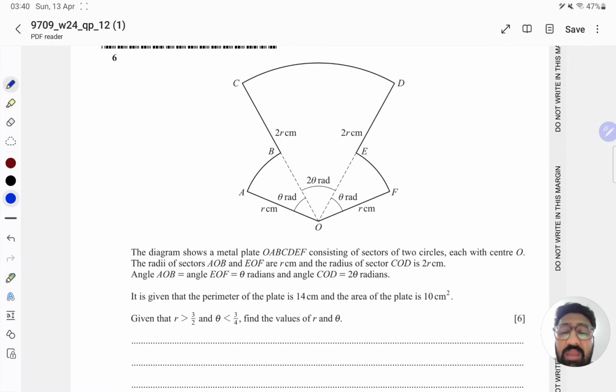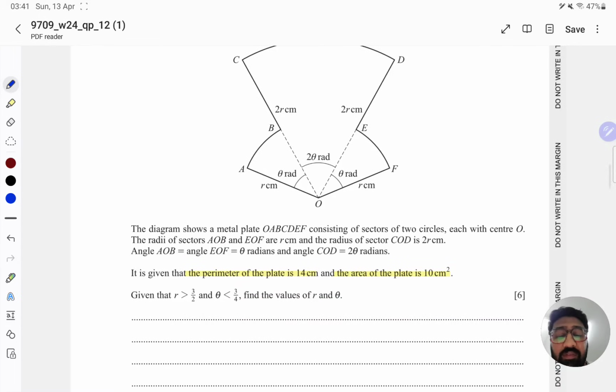It is given that the perimeter of the plate is 14 centimeters and the area of the plate is 10 centimeters square. Given that the value of r is greater than 3 by 2 and theta is less than 3 by 4, we need to find the value of r and theta. The key information here is the perimeter and the area of the plate. We will utilize this information to find the value of r and theta respectively.